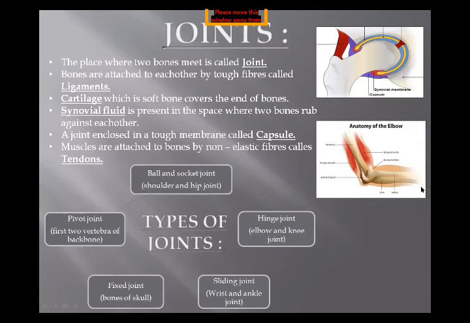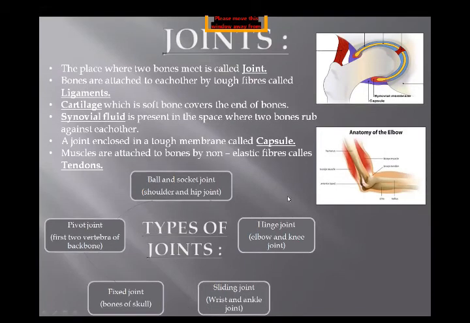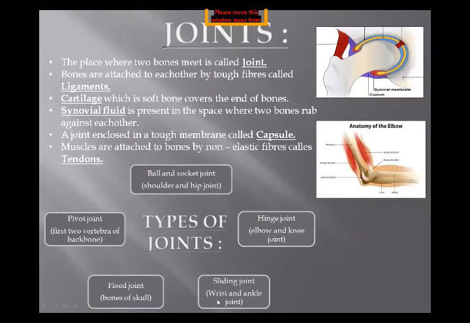That is upward and downward. The next type of joint is the sliding joint. It is present in your wrist and ankle. You can slide your foot left and right. You can slide your hand left and right because your hand and wrist have a joint which is called the sliding joint.